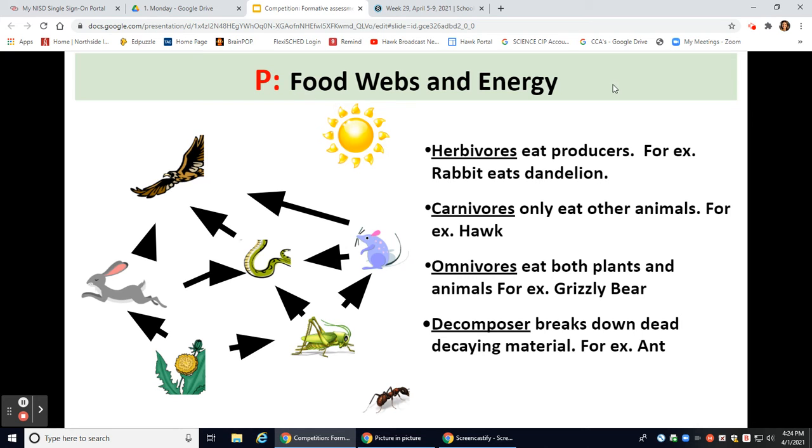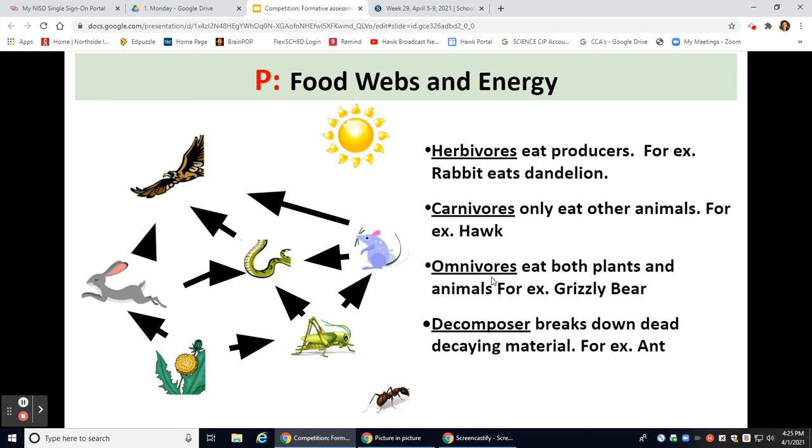Practice food webs and energy. Herbivores eat producers. For example, the rabbit gets its energy from the dandelion. So it's an herbivore. It eats only plants. I like to say it eats only herbs. Carnivores only eat other animals. For example, the hawk will get its energy from the snake, from the mouse, from the rabbit.